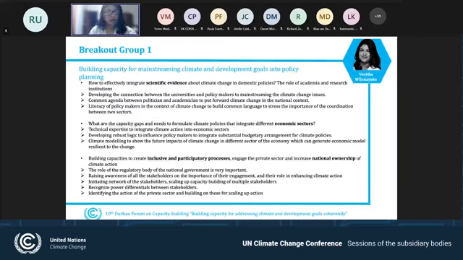And then on building capacities, on inclusive and participatory processes, and also national ownership and engagement of the private sector. One was about awareness, the raising of awareness of stakeholders about the importance of their engagement and their role in this process. And then also setting up a regulatory body so that national government could have multiple stakeholders involved in the process. And then urgently scaling up capacity building of multiple stakeholders.